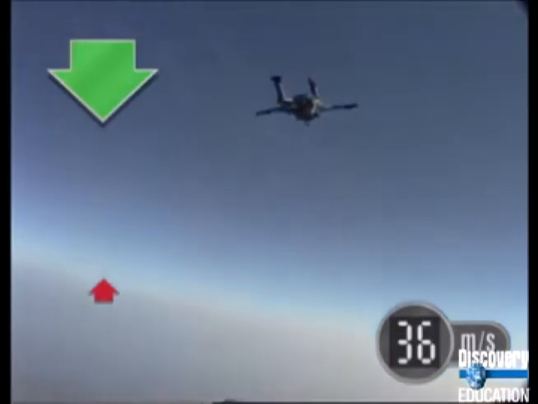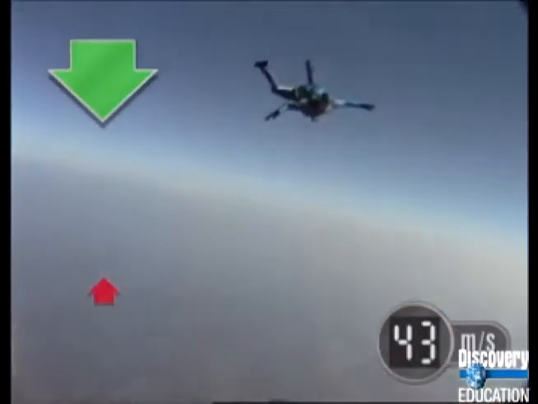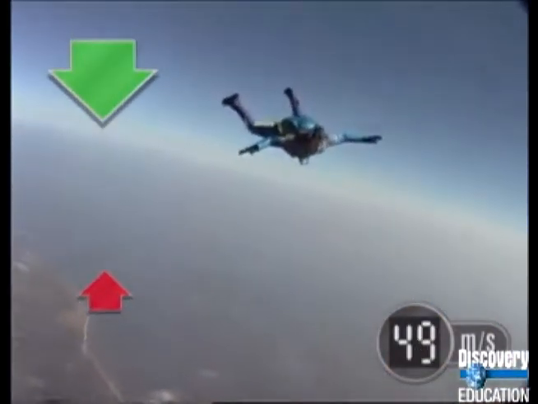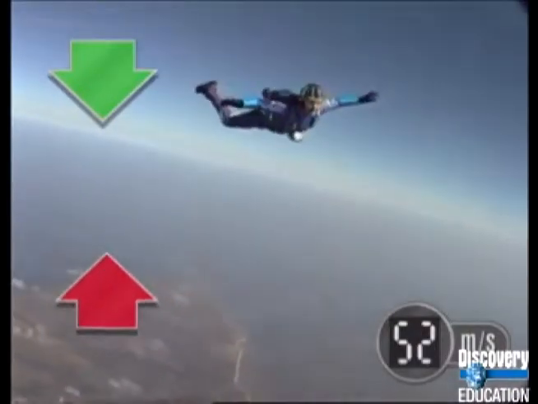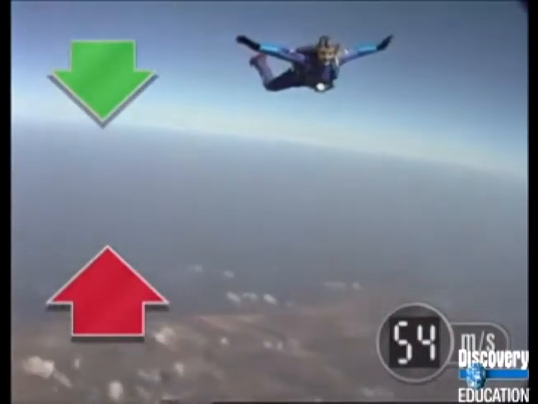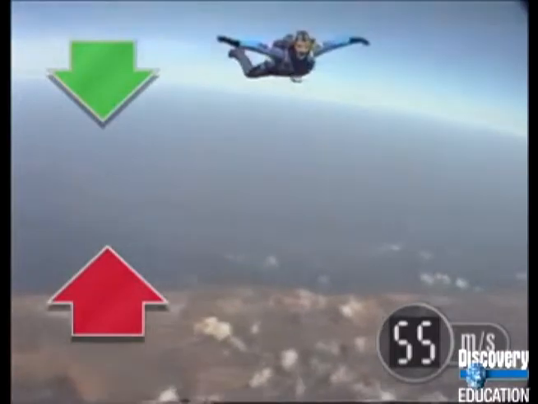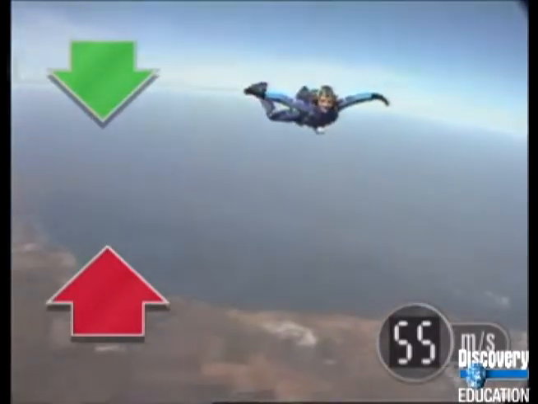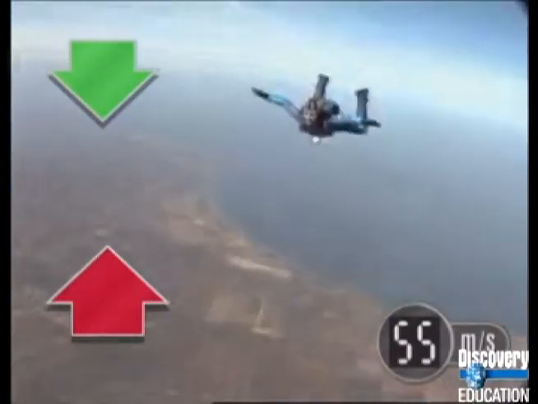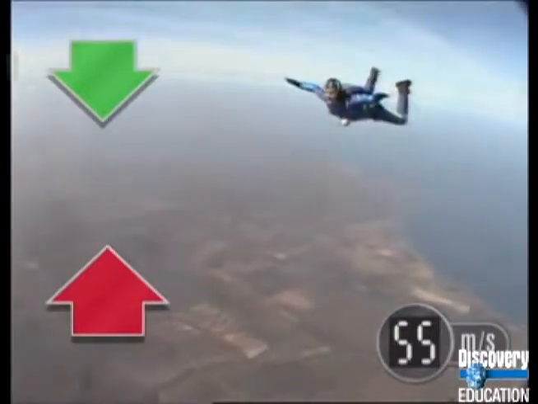Gravity immediately pulls her towards the ground, and she starts to accelerate downwards. But air resistance is acting in the opposite direction. The faster she falls, the greater the air resistance. Eventually, the upward force of the air equals the downward force of gravity. When forces are balanced, the speed remains constant.